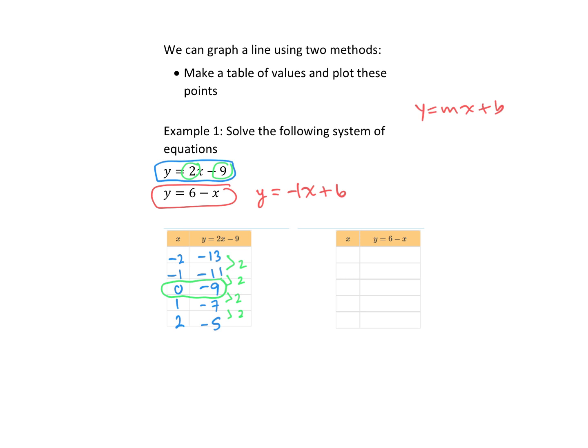So we started with the table. This time we're graphing 6 minus x, or minus x plus 6. Again, I'm going to use a couple of negative and a couple of positive.